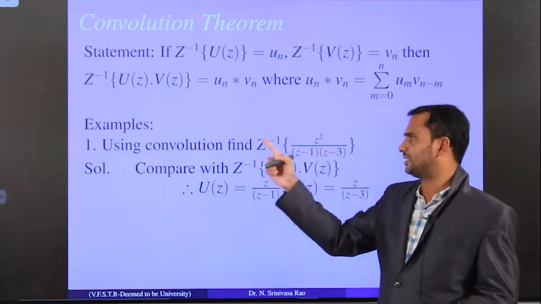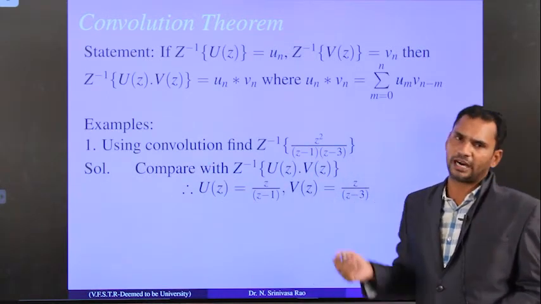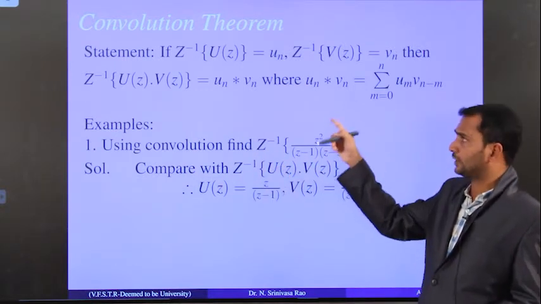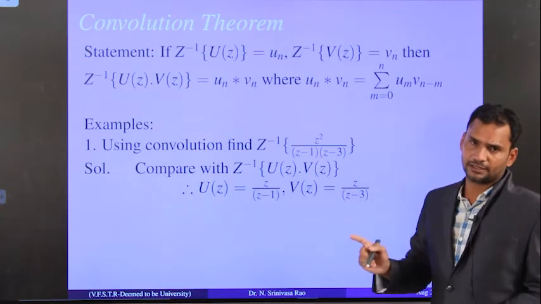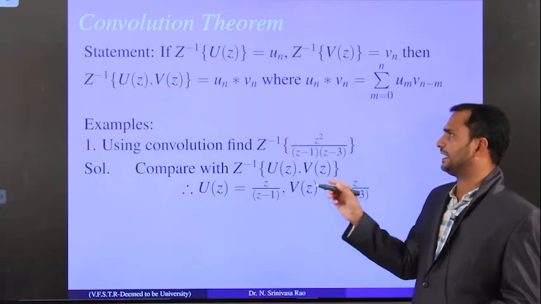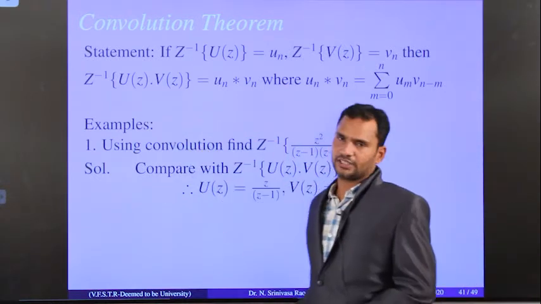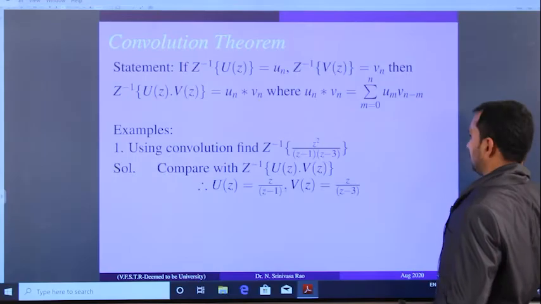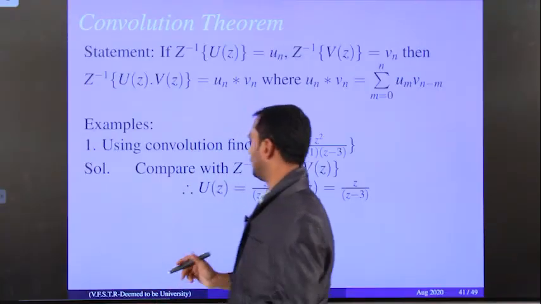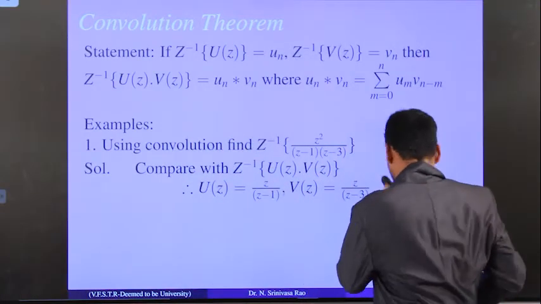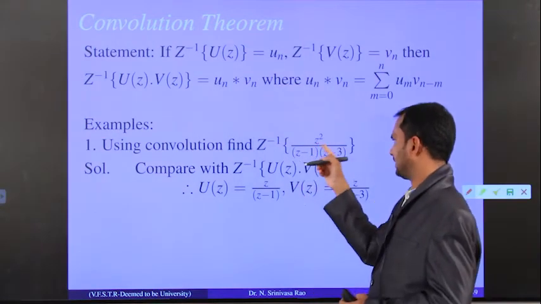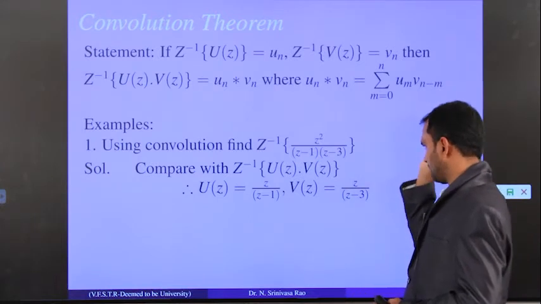Suppose they did not mention it, you can go by partial fractions. But if they mention using the convolution theorem, then you have to apply the convolution theorem statement and solve. The first step is to identify what is U(z) and what is V(z). This is your first target. Once you find U(z) and V(z), you have to find u(n) and v(n). Now look at this.